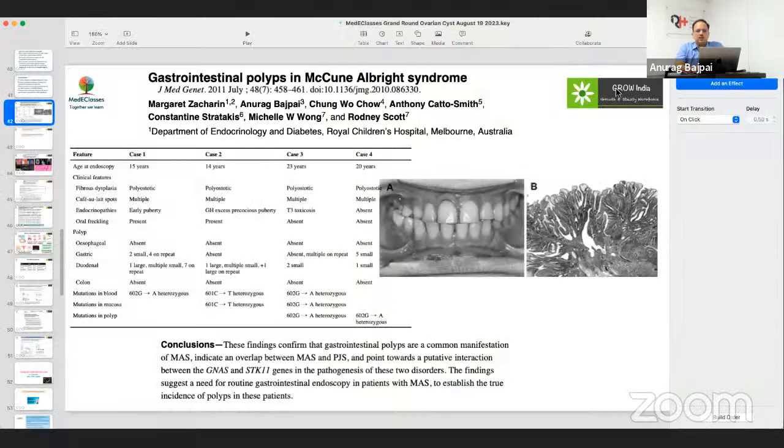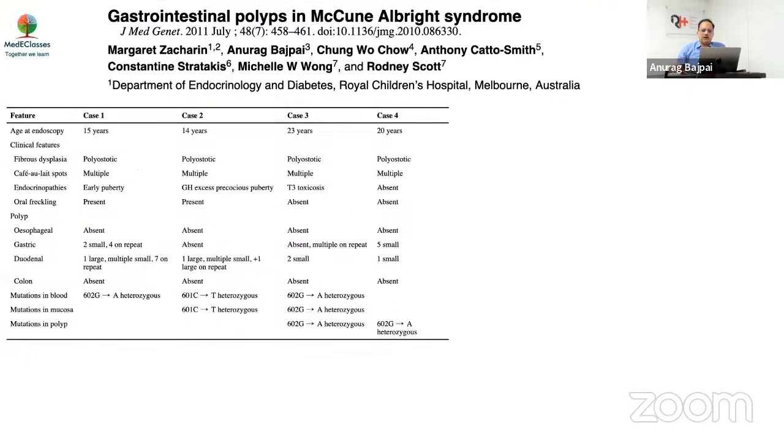So McCune-Albright, traditionally, we have discussed the various presentation scenarios. There are certain other unusual scenarios which can often happen with McCune-Albright as well. This is one of our publications which I published from RCH Melbourne. And this is a very interesting scenario in which we are seeing overlap between Peutz-Jeghers syndrome and McCune-Albright.